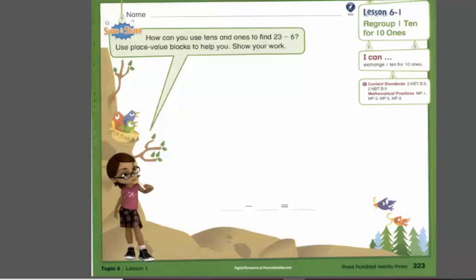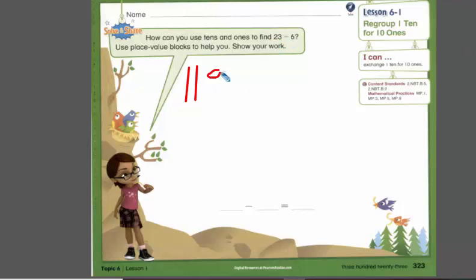So what are you asked to do? To get the difference of 23 minus 6. Let's draw using tens and ones. The first number is 23. So I will draw two lines, one, two tens, and then three in the ones.